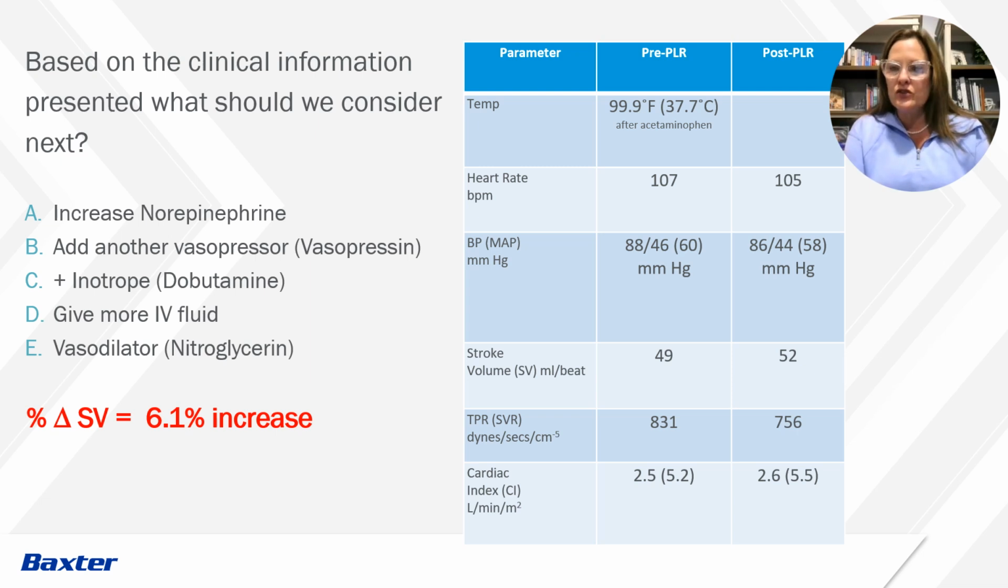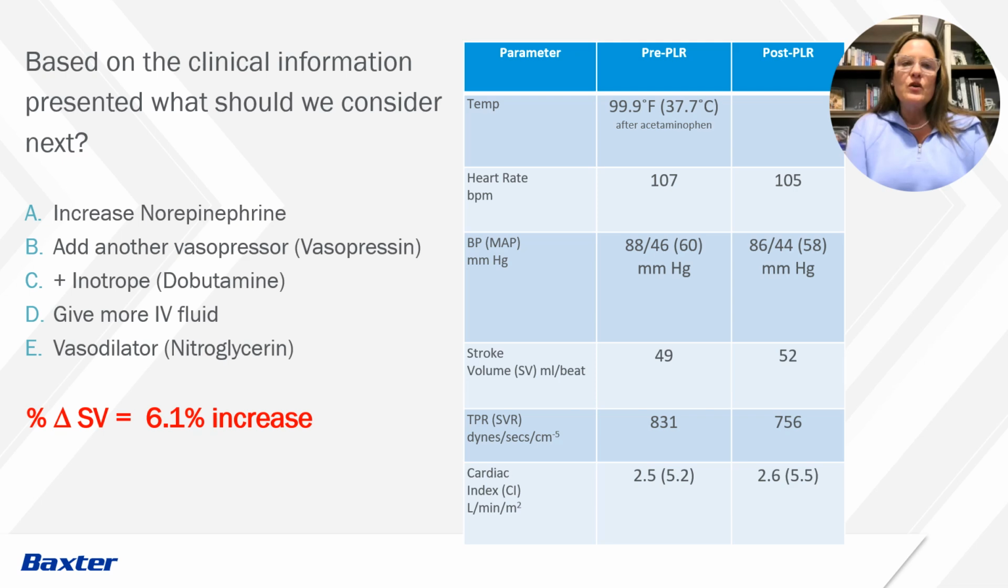Now, if we're at institutional max, do we want to still increase above that? And I guess that's going to go back to what your guidelines are at your institution. Do we want to add another vasopressor, which for sepsis, the suggested next one would be vasopressin? Do we need to give an inotrope, something to help with contractility? Do we need to give more IV fluid? Hello, we weren't fluid responsive, so hopefully you are not even considering that one. Or do we need to give a vasodilator? And I'm just really hoping you didn't choose vasodilator. This patient has already been struggling with vasodilation, but also has a low mean arterial pressure.